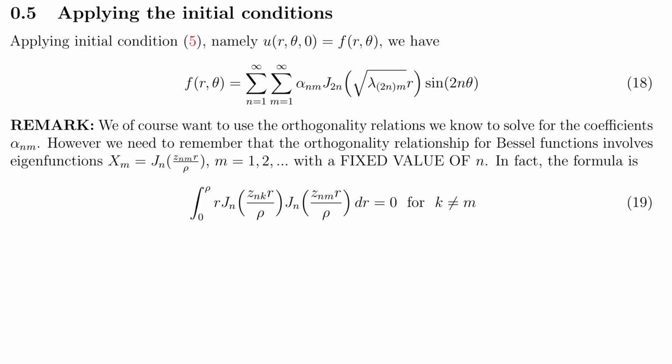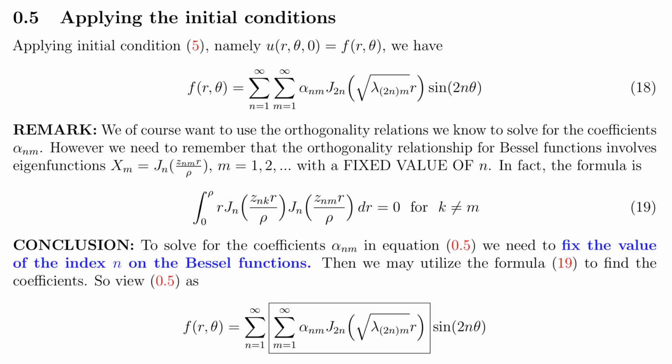I have a remark about the Bessel functions here. We want to, of course, use orthogonality to solve for the coefficients, but we've got to remember that the orthogonality relationship for Bessel functions involves eigenfunctions with a fixed value of n. In fact, the formula is given here in equation 19. You'll notice the subscript on both J's is the same. This is the orthogonality relationship for the Bessel functions. So the conclusion is that to solve for the coefficients in 18, we need to fix the value of the index n on the Bessel functions. Then we can use formula 19 to find the coefficients.